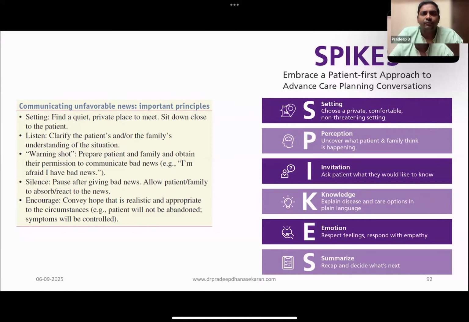You choose a private, comfortable place for the patient, so that you can have one-on-one communication. You keep the patient at the same level, right? Then perception. You find out what the patient already knows, what the patient or the family think is already happening. Then invitation: you ask the patient what they would like to know.